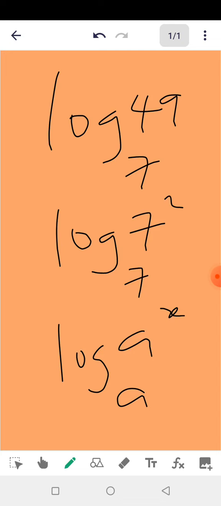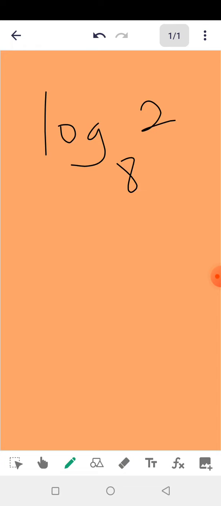Now there are times where the number may not be easily expressed in the base form. What I'm trying to say is this. Let's say, for example, we have a question that goes thus: log 2 base 8. It's actually very difficult to express 2 in terms of 8. I can express 8 in terms of 2, but I can't express 2 in terms of 8.